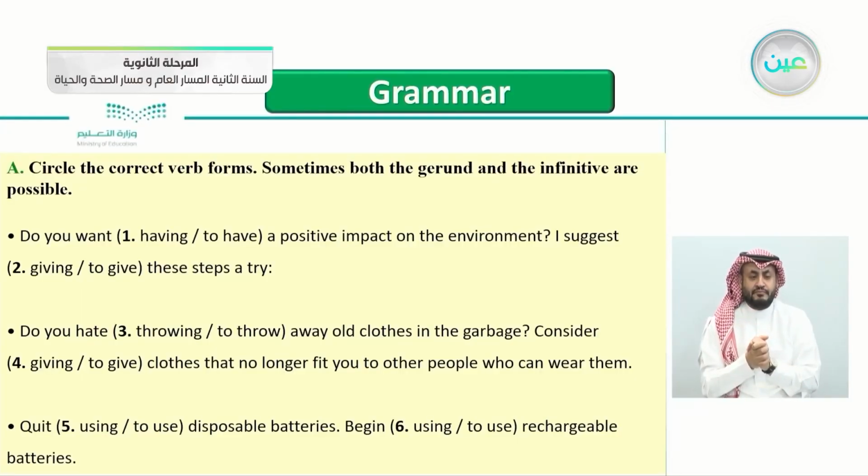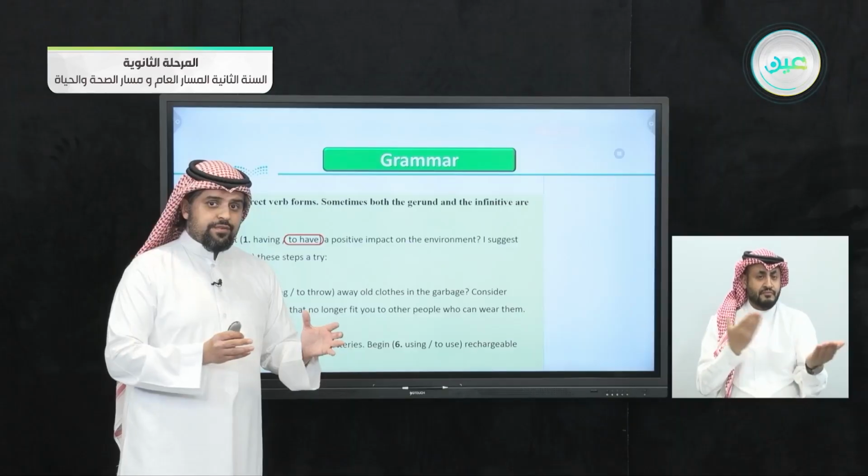Do you want having or to have a positive impact on the environment? Number 1 here. So do we say having or to have? Check the verb before it, want. So yes, that's correct. Do you want to have a positive impact on the environment? I suggest giving or to give these steps a try. So I suggest what? I suggest giving or to give.